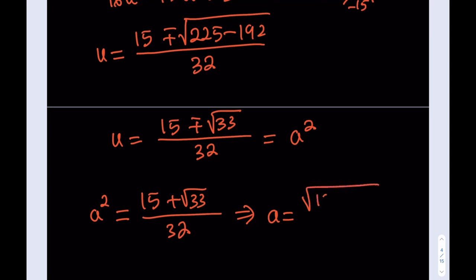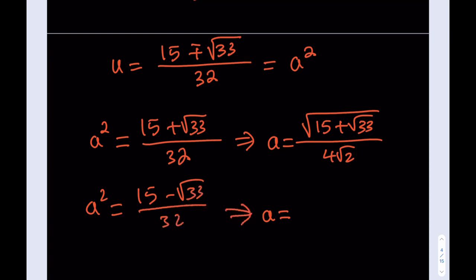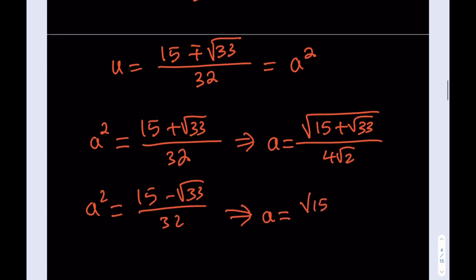And the way I can do this is basically I can just square root the top, and the bottom is going to be 4 root 2. Awesome. This is one of the solutions. And the other solution is just going to be, you know, a squared is going to equal this minus that divided by this. So my second solution is going to look like the square root of this number. Let me write that. 15 minus square root of 33 all over 32. Or I could just write it just like the other one, right? I can just write square root of 15 minus square root of 33, divided by 4 root 2. I don't know why I keep writing the 4 there.